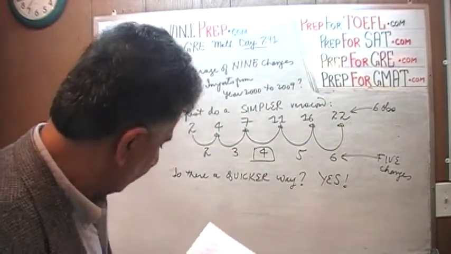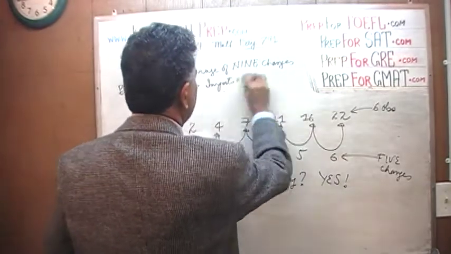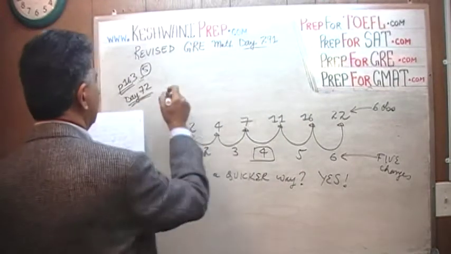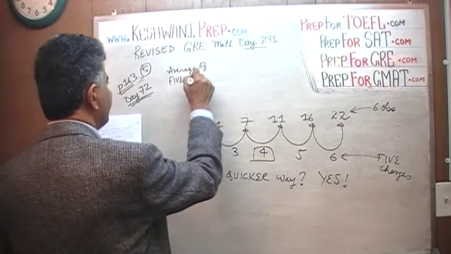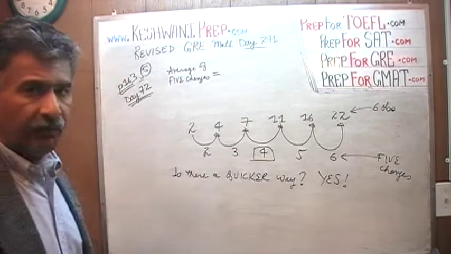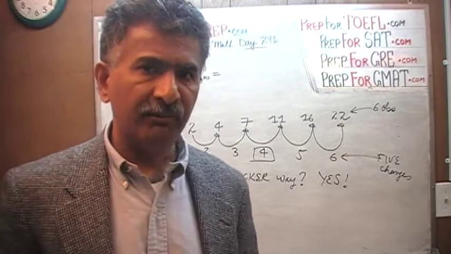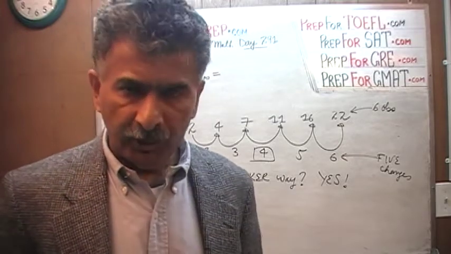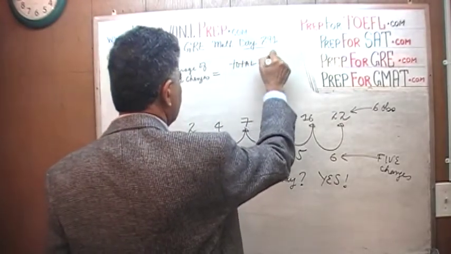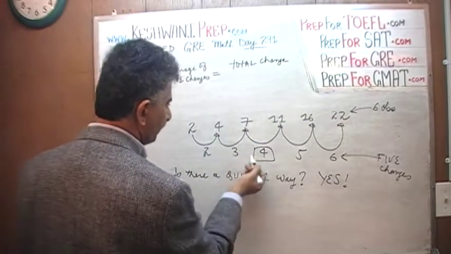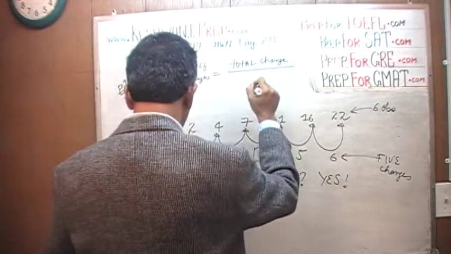What we have to understand is that the average of the 5 changes is going to be no different than any other average. How do you find the average of 5 numbers? You add them up and you divide by how many numbers we have. So the average of 5 changes is going to be the total of all of these changes, 2 plus 3 plus 4 plus 5 plus 6, total change, divided by the number of changes.